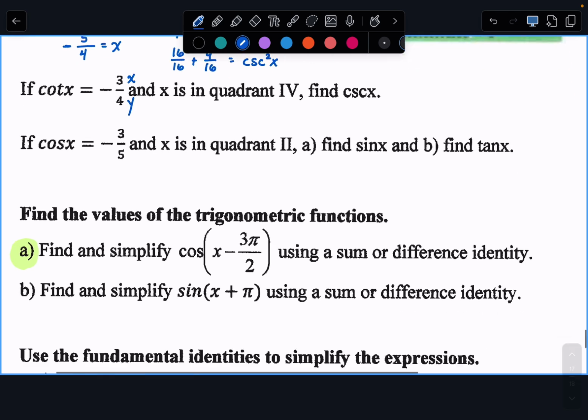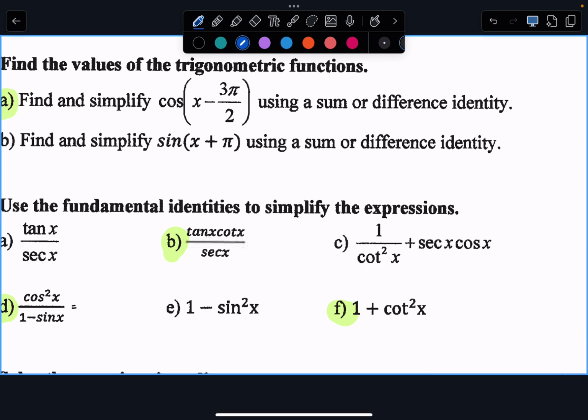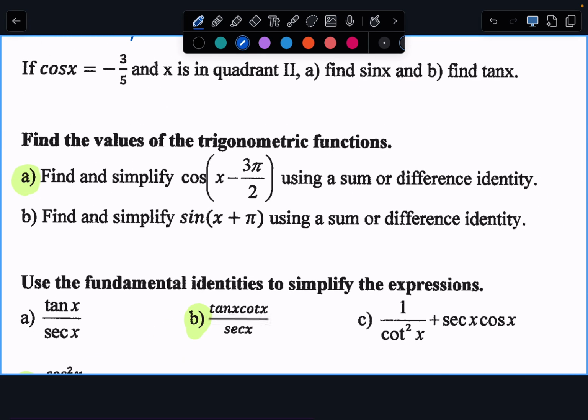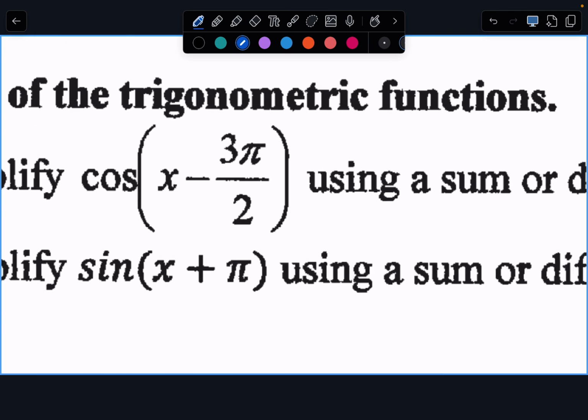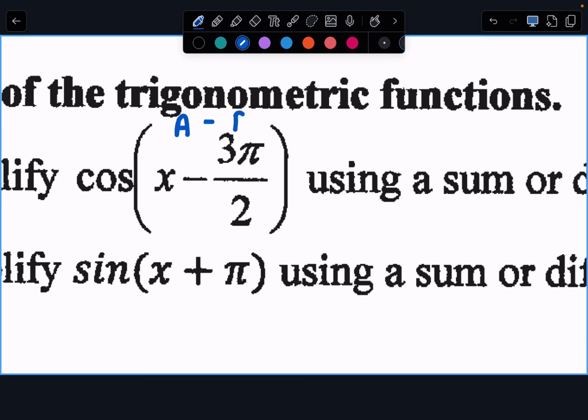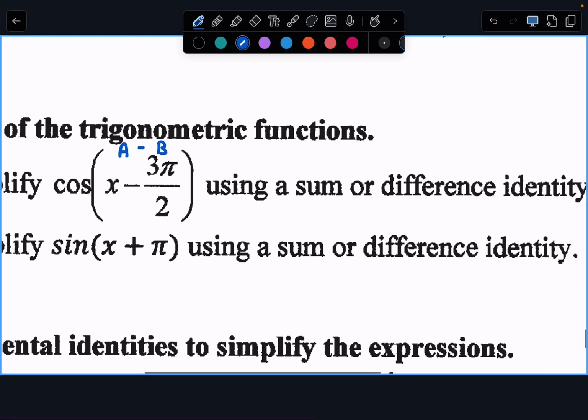Okay? This next one, I'm going to give you a sheet that's going to have your sum and difference identities. This is from test 4. You just took a test on these. So this is cosine A minus B. You're going to look at the sheet I give you that has all of them written out. And cosine A minus B is cosine A times cosine B plus sine A sine B.